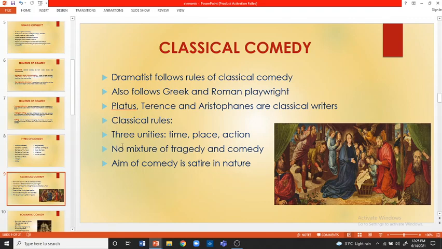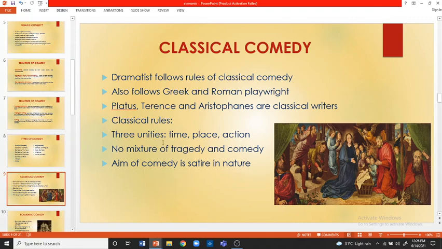And the last classical rule of the ancient Greek and Roman playwrights is that the aim of comedy is satire in nature. What is the aim of comedy? It is satire in nature. Today, when we think about the contemporary period, the aim of comedy is to entertain society. But it is not the aim of classical comedy. The aim of classical comedy is satire in nature. The aim is not to entertain society, but to correct it. Entertainment is not the aim.